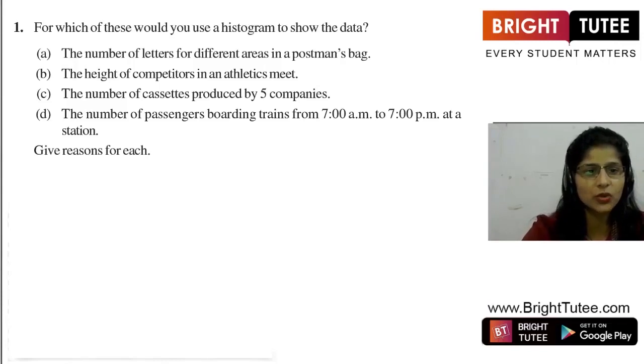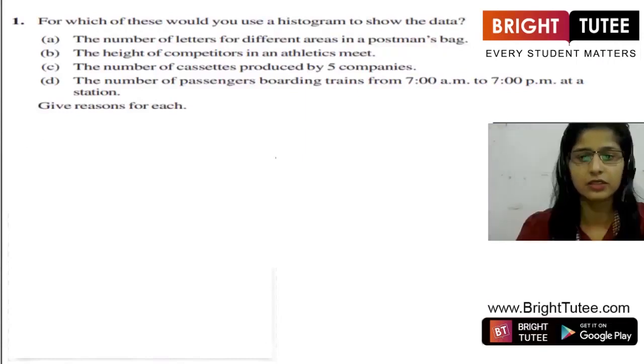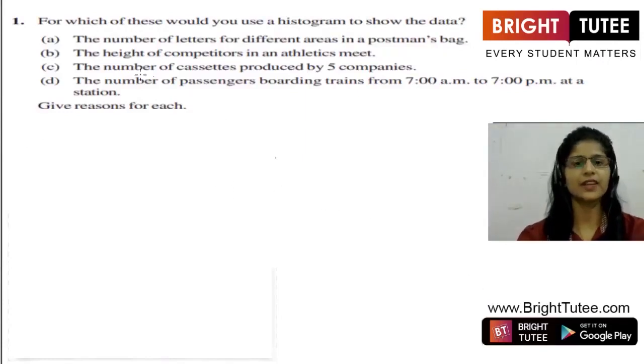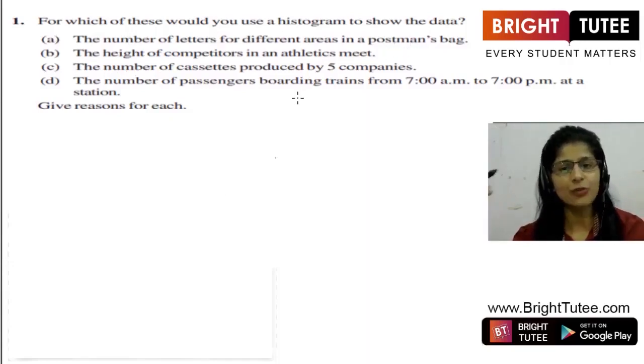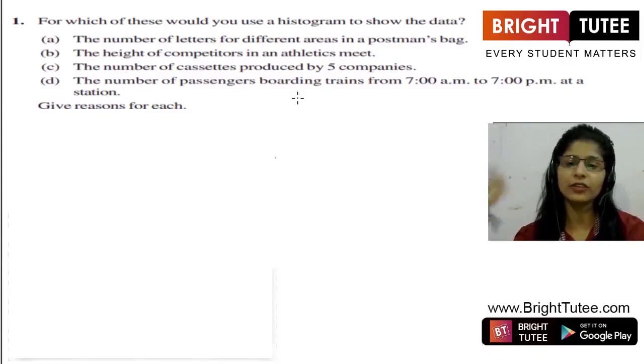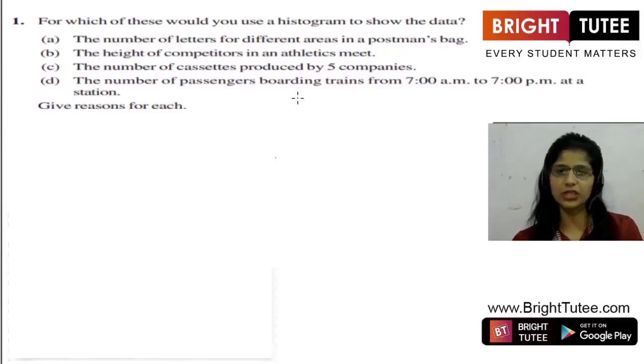So here is your first question. We have to answer this. The first question that they are asking is, for which of these would you use a histogram to show the data? That means out of these four, which is the one for which you will be using a histogram? Just now we discussed the histogram, and what we learned is that a histogram is always used for data that can be divided into class intervals like 5 to 10, 10 to 20, 10 to 15. So if we are able to make the classes, definitely we will be using a histogram for it.